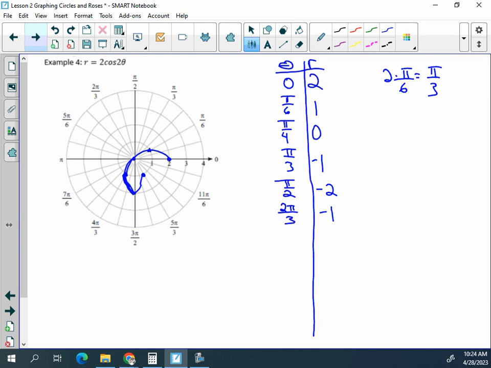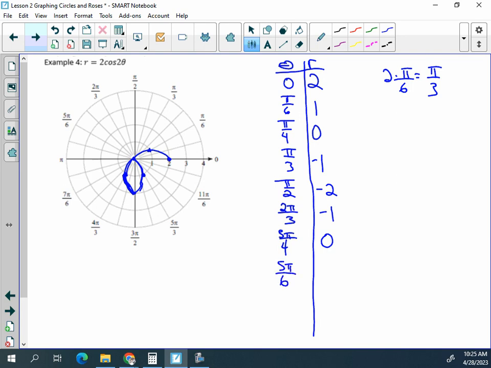Okay, then we've got 3 pi over 4. Multiply that by 2, you're going to have 3 pi over 2. Cosine of 3 pi over 2 is 0, and 0 times 2 is 2. No, whoops, I'm sorry. Back up. 0 times 2 is not 2. 0 times 2 is 0. Okay.